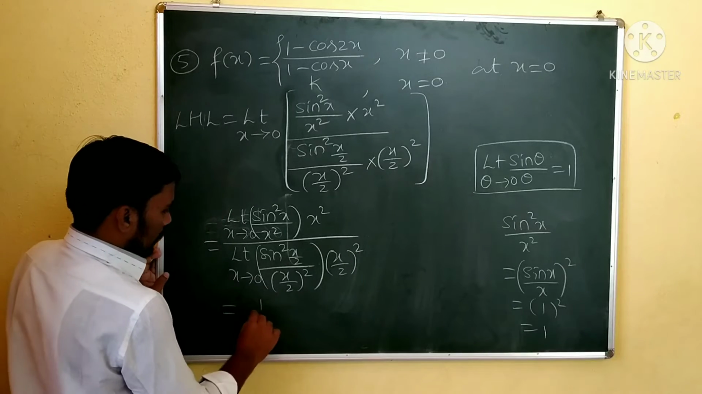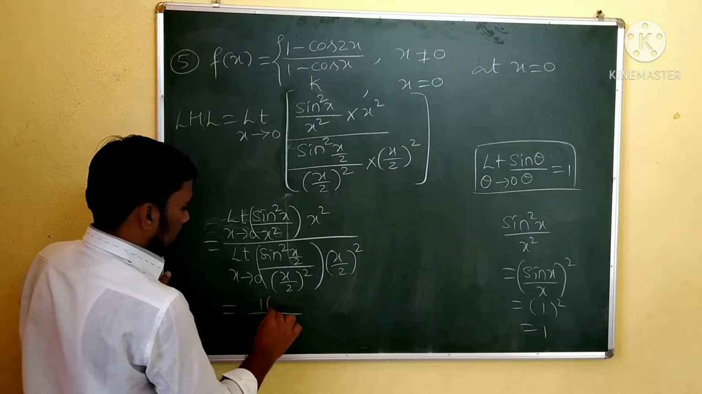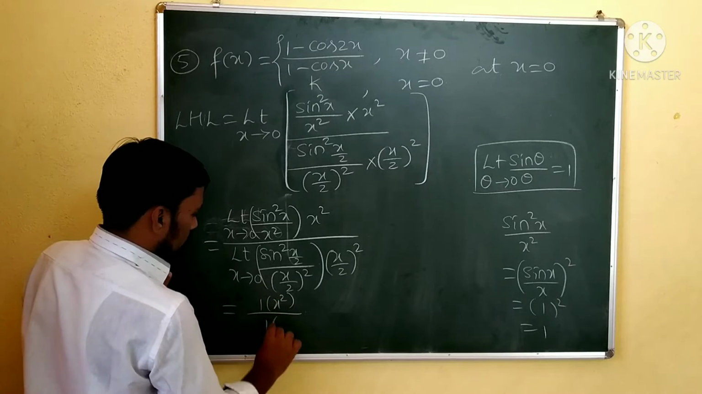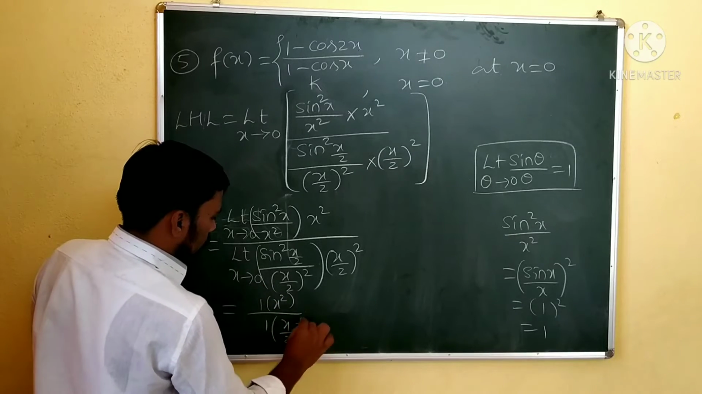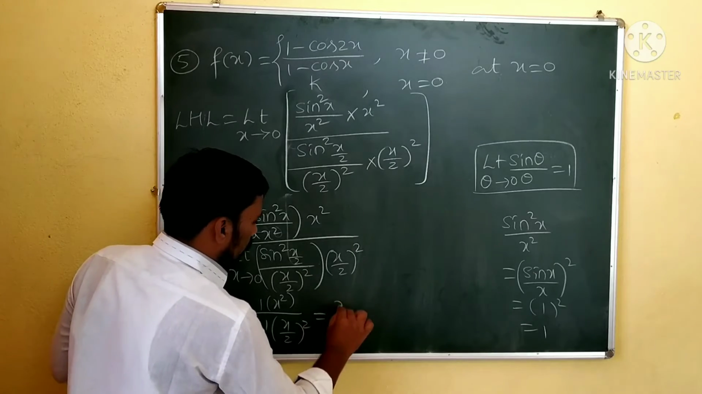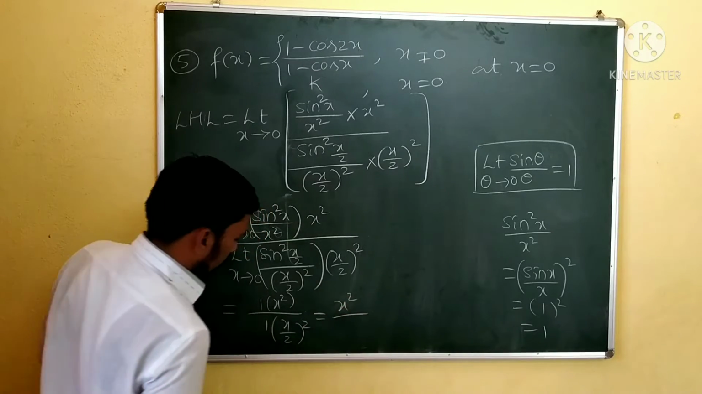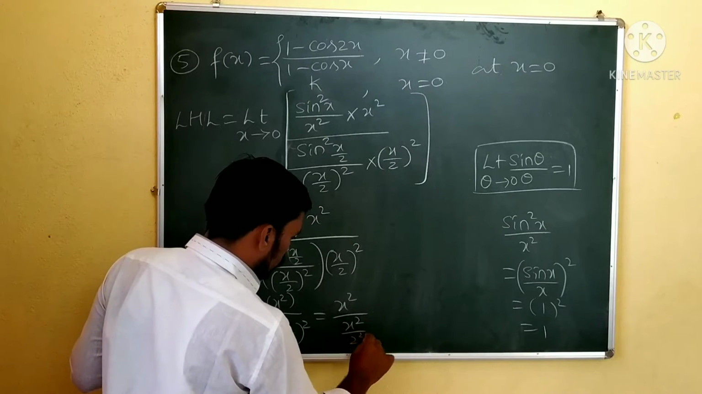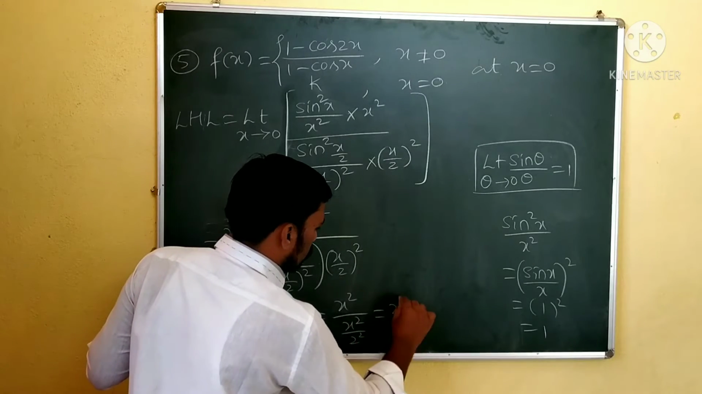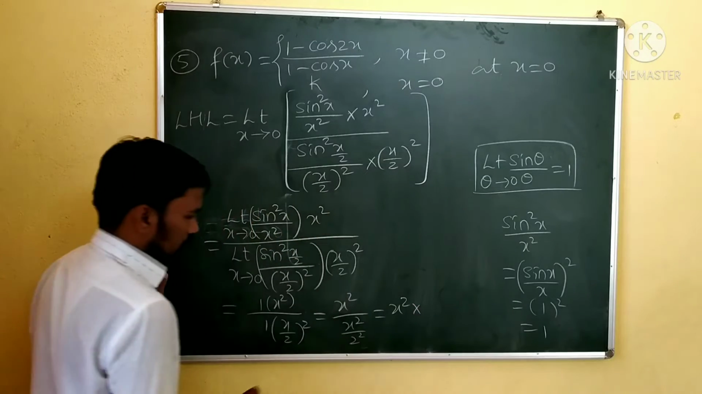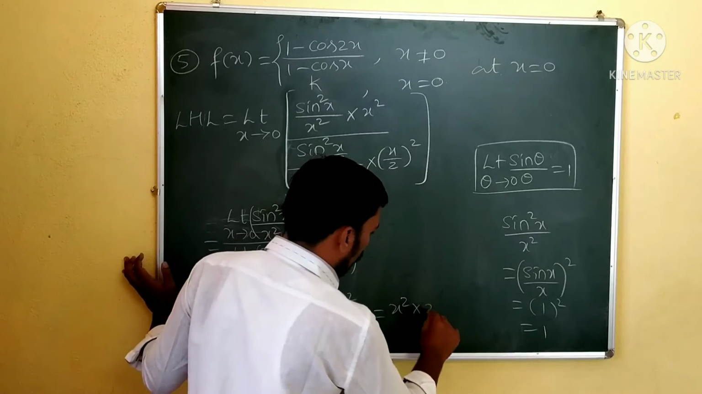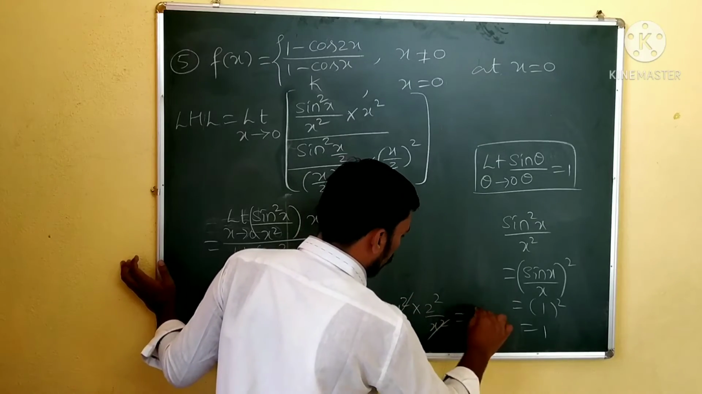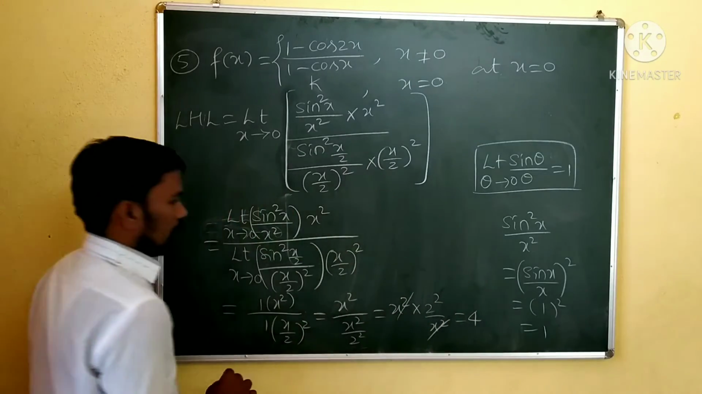So that is equal to 1 divided by 1, into x square divided by, again 1, into x by 2 whole square. That is x square divided by x by 2 whole square, which is x square by 2 square, so x square into 2 square by x square. So x square cancels, and 2 square is 4. So this is the left hand limit value.